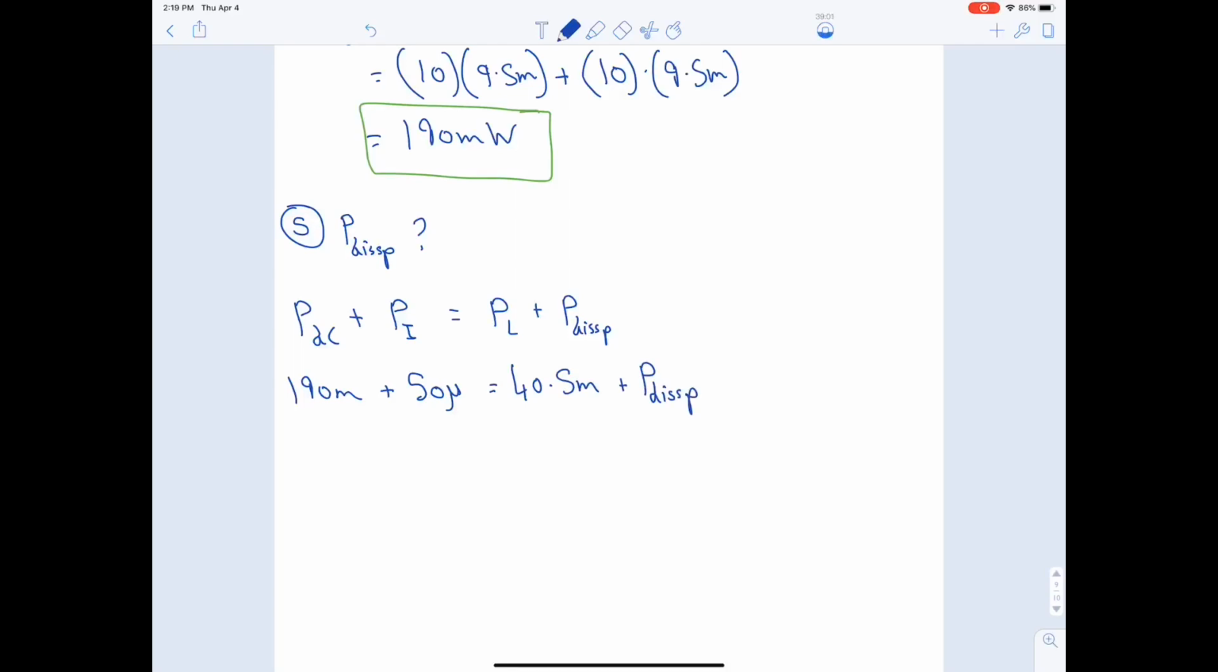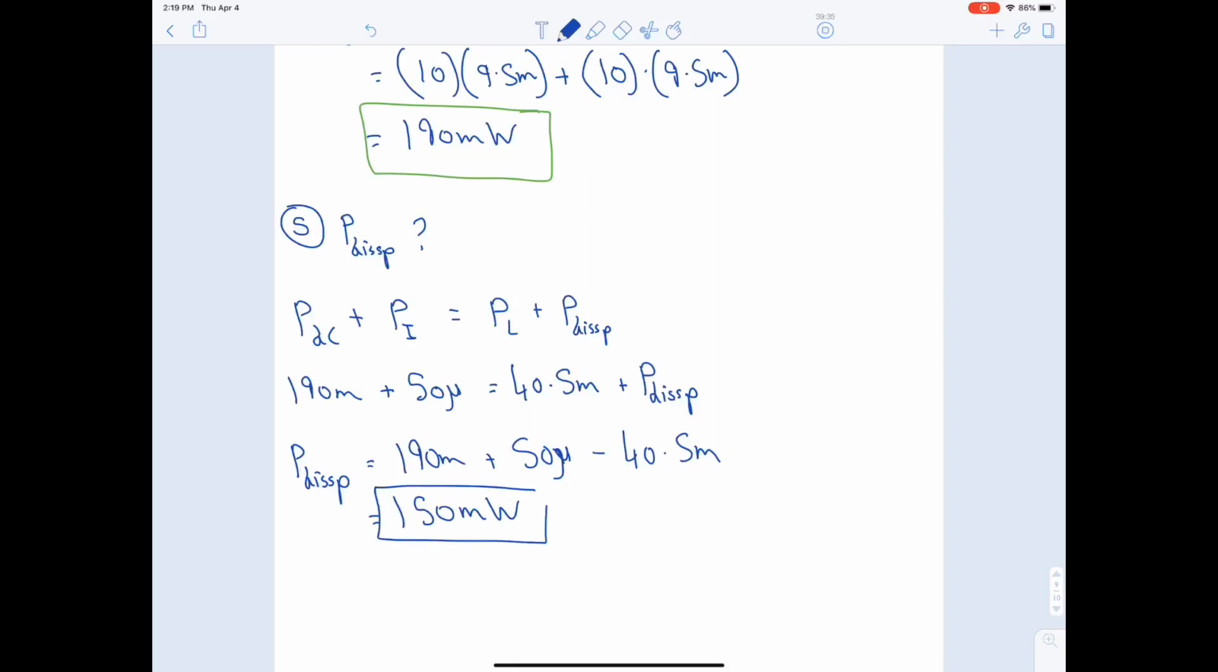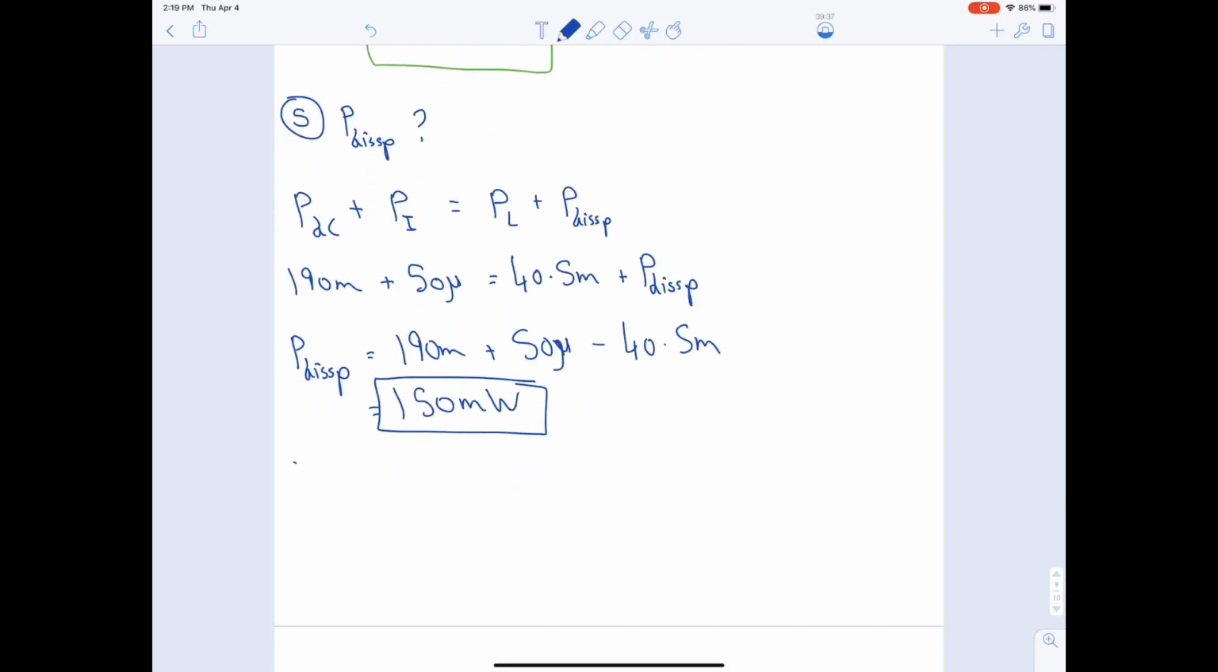And the last one is power dissipated. Power dissipated is equal to 190 milli plus 50 micro minus 40.5 milli. Let me calculate it: 190 milli plus 50 micro minus 40.5 milli. This will result in 150 milliwatt.